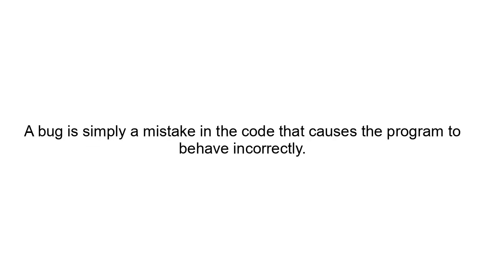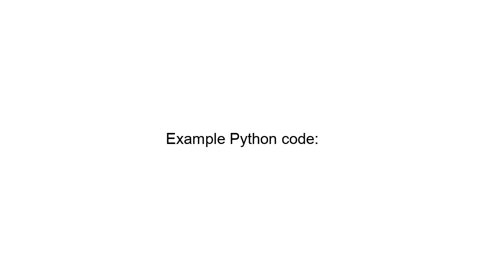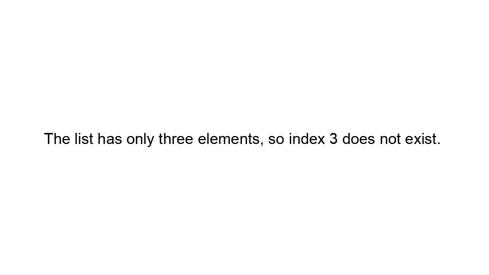Example bug. Example Python code. numbers = [10, 20, 30]. print(numbers[3]). Output: IndexError: list index out of range. The list has only 3 elements, so index 3 does not exist. Correct version: print(numbers[2]). Debugging helps identify mistakes like this.